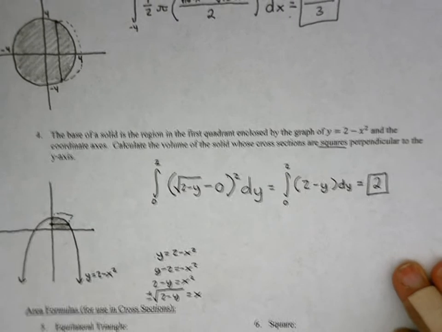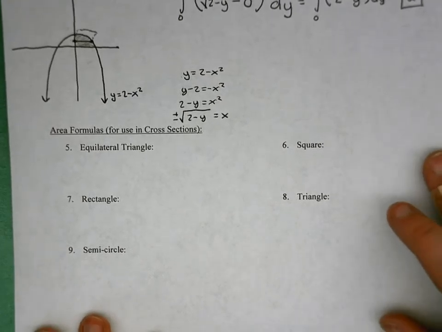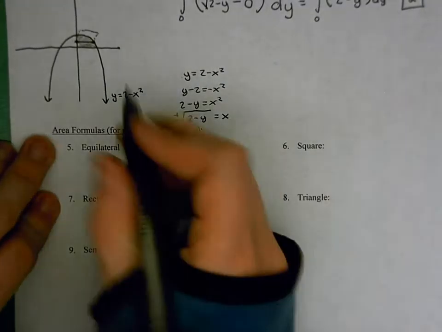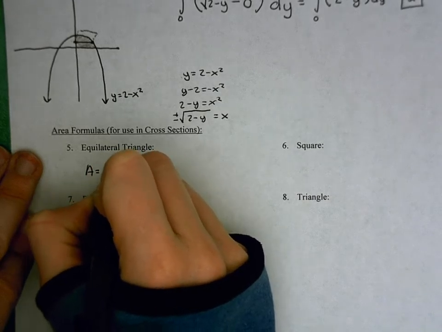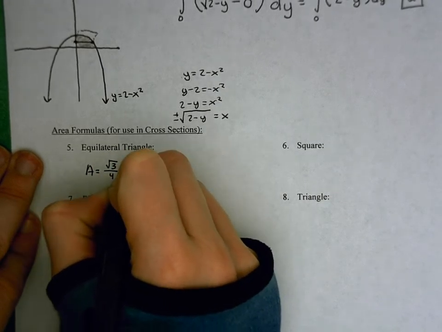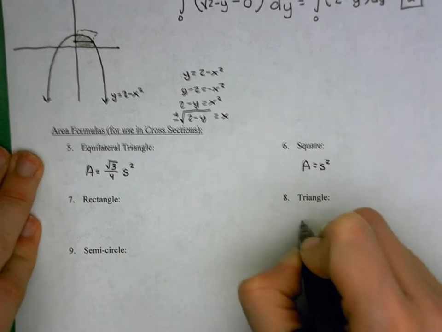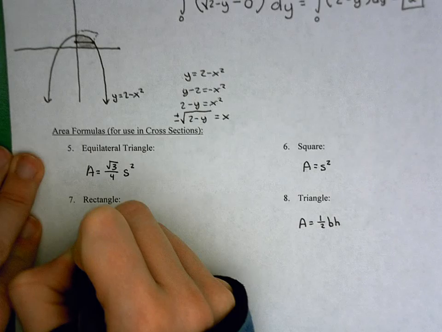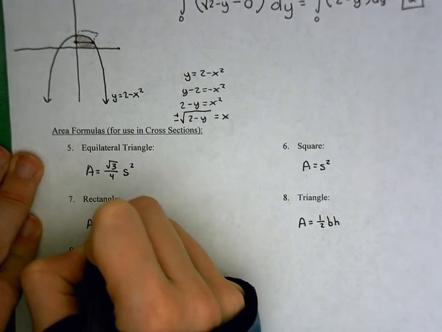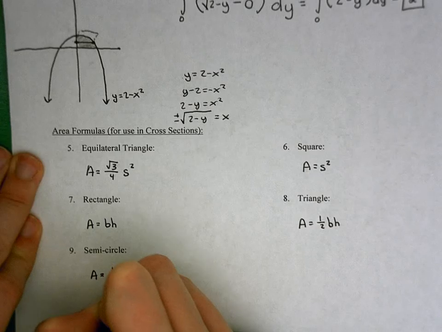Okay, so this last section is just making sure you know all of your formulas, because you are responsible for knowing all of them. Area of an equilateral triangle is root 3 over 4 s squared. Area of a square is s squared. Area of a triangle is 1/2 base times height. Rectangle is base times height. And a semicircle is 1/2 pi r squared.